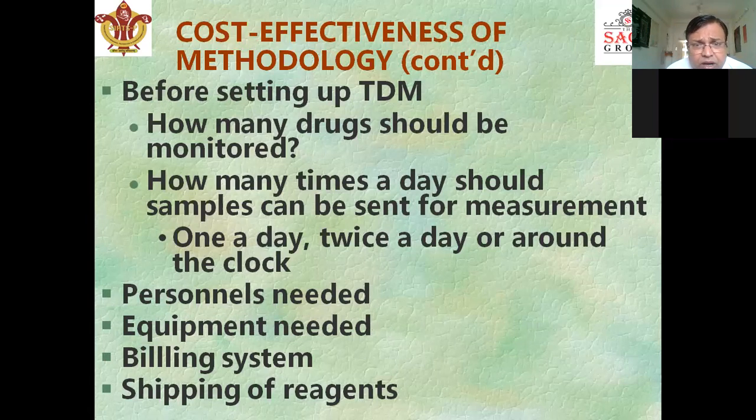Now, before setting up TDM, how many drugs should be monitored? How many times in a day should samples be sent for measurement? One in a day, twice in a day, or around the clock? We can set the sample taking time. Personnel needed, equipment needed, billing system, shipping of reagents. These are the things we require in the TDM process.